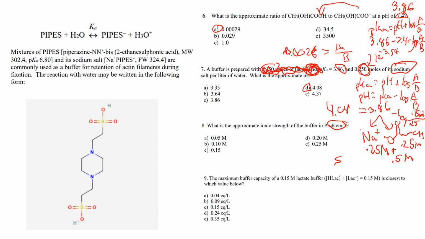Because if you remember, I believe this equation is the sum of the charge squared times the molarity times 1/2. And we got lucky here, right? The charge on both of these is 1, so that's 1 squared. So that just cancels out.